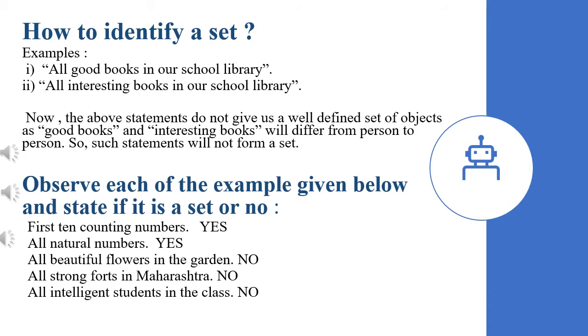Next, all intelligent students in the class. Now again here from every person's point of view the intelligence will be different. So for me maybe so and so child is intelligent, but for the other teacher maybe some other child is intelligent. Okay, so here it is not a set.